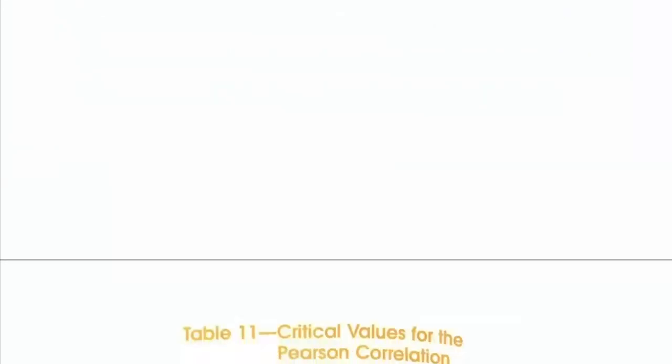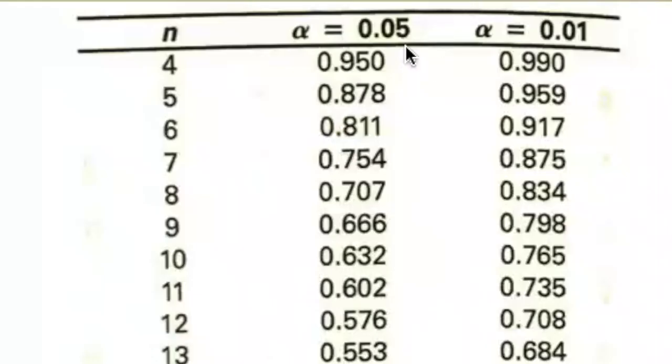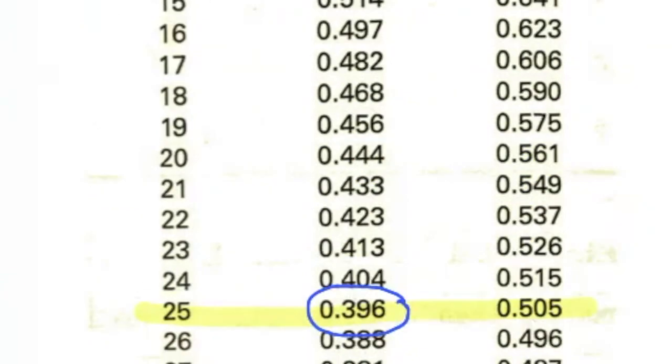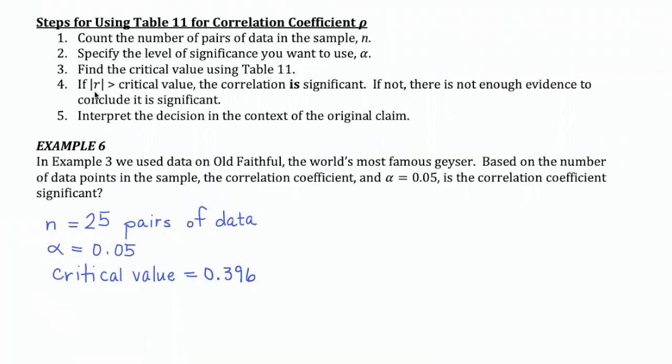So next you would need to go to Table 11. Our sample size was 25. So under the n column, I'm going to find the row that corresponds to 25 data points. Now, as you can see at the top, these are labeled with their level of significance. If you want 0.05, you use the number in the second column as your critical value. If you want a level of significance of 0.01, you use the number in the third column. So we were asked to use alpha equal to 0.05, which gives us a critical value of 0.396.